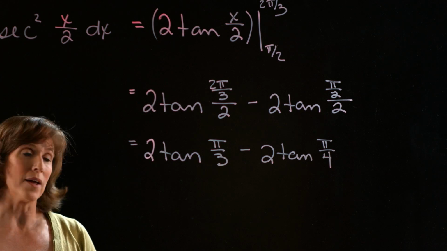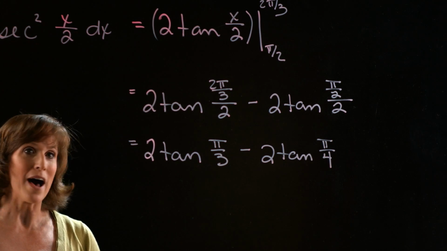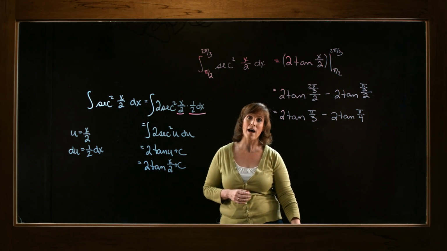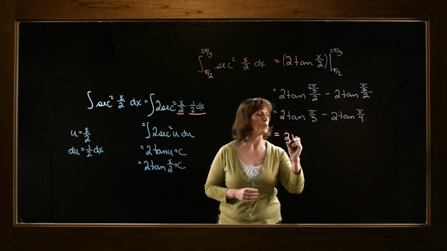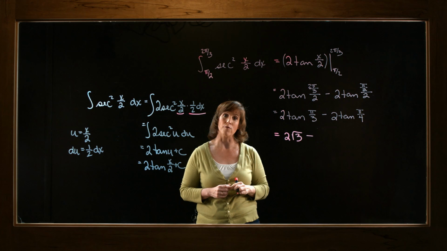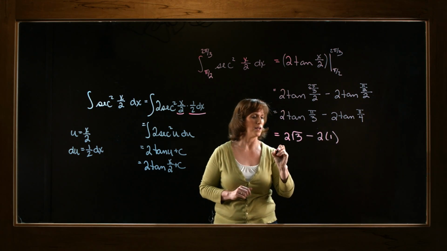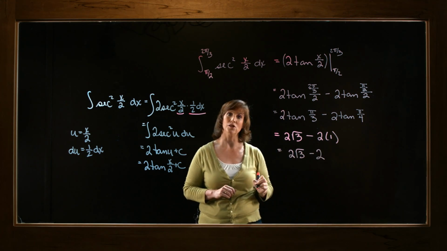Now, pi over 3 and pi over 4 are both special angles, so you should know how to evaluate the tangent of those angles. So the tangent of pi over 3 is the square root of 3. So I have 2 times the square root of 3. The tangent of pi over 4 is 1, so I'll have minus 2 times 1. So my result is 2 root 3 minus 2.